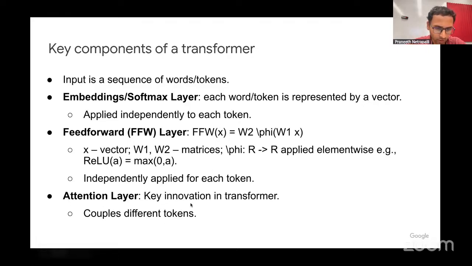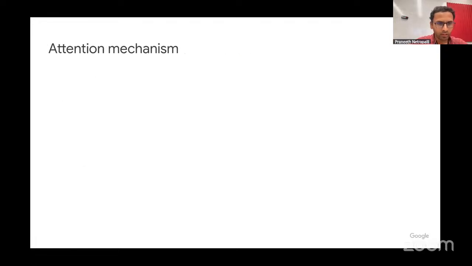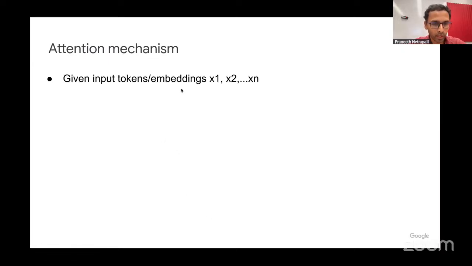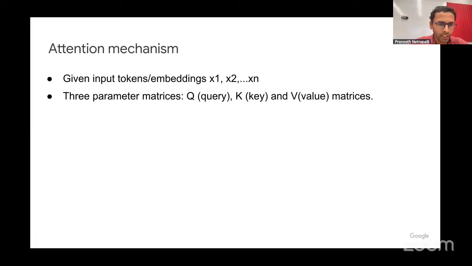Finally, there is the attention layer, which is the key innovation in the transformer. It couples different tokens and synthesizes the contextual information given in all of the previous tokens we have seen so far. Let's look at the attention mechanism in more detail. Say we are given input embeddings x1, x2, all the way up to xn, so n vectors as input. The attention layer has three parameter matrices, called the query, key, and value matrices. For the ith token xi, we compute the query qi = Q times xi, its corresponding key is K times xi, and its corresponding value is V times xi.